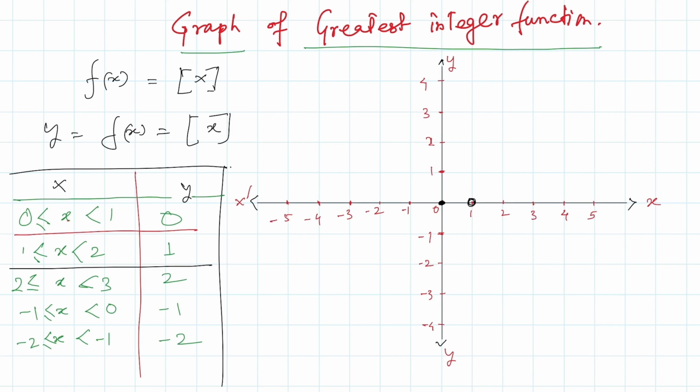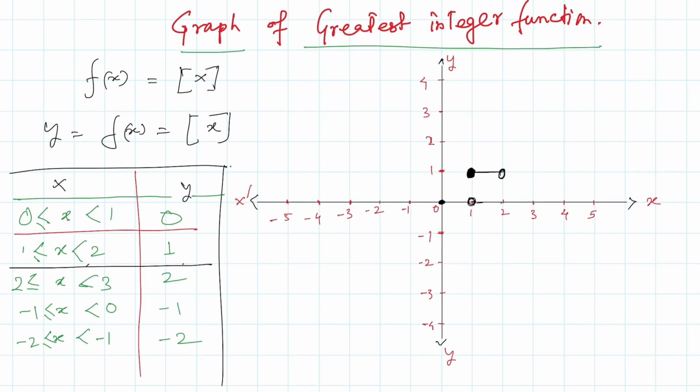So if x is greater than or equal to 1 and less than 2, then y is equal to 1. Okay, in this region, that means this region. If x is greater than or equal to 1, so 1 on the x coordinate should be included, 2 should not be. 2 is not included here.